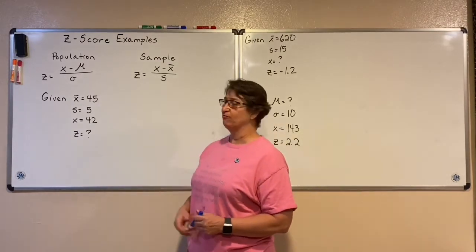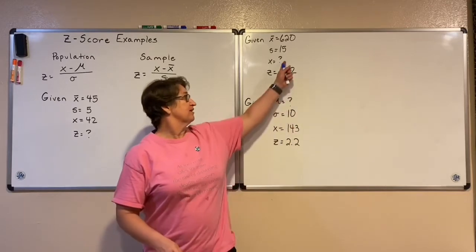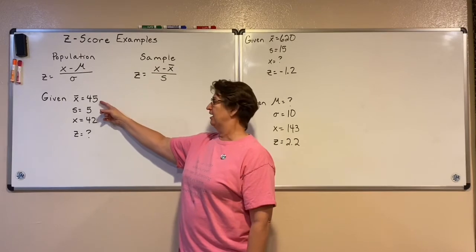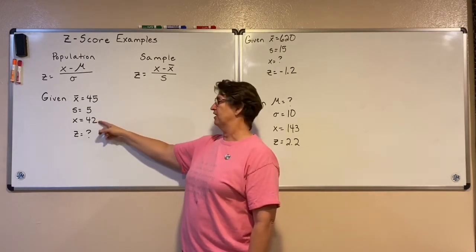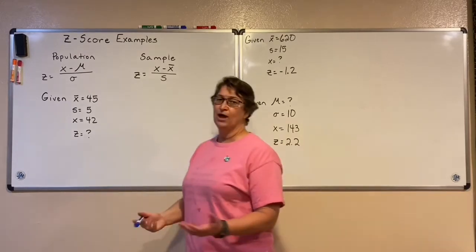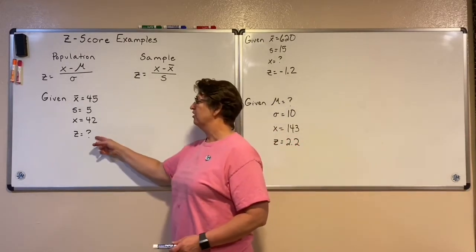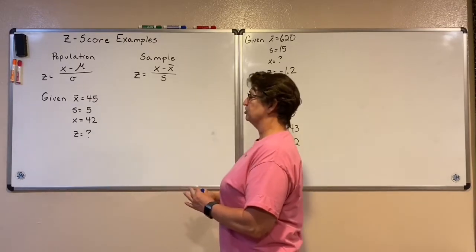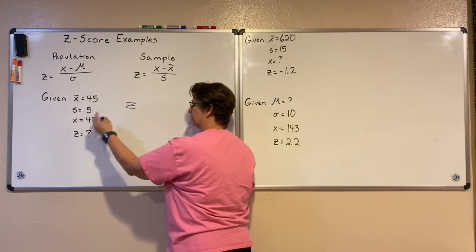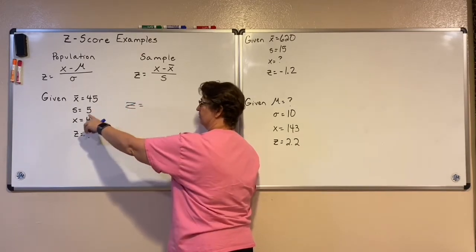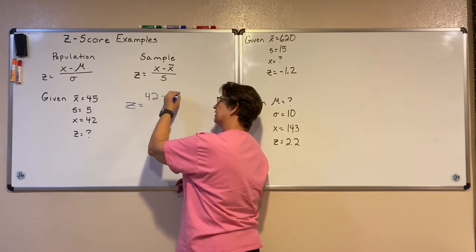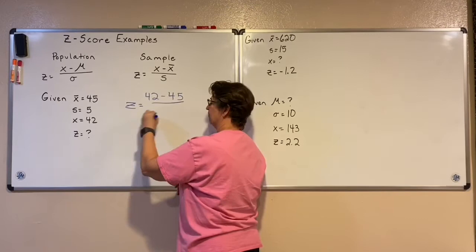So let's use that formula to find a few missing values. Let's start here. We're given the mean is 45, the standard deviation is 5, and our data value is 42. And we want to know how many standard deviations that is from the mean. So we're just going to use our formula to help us. So z is what I'm looking for, and that equals my data value, 42, minus my mean, and I divide that by my standard deviation.